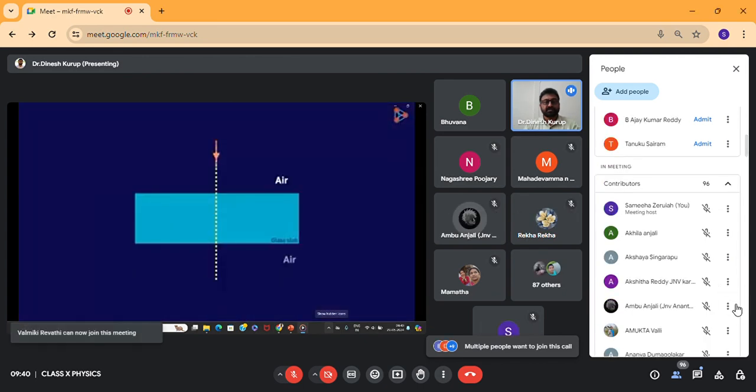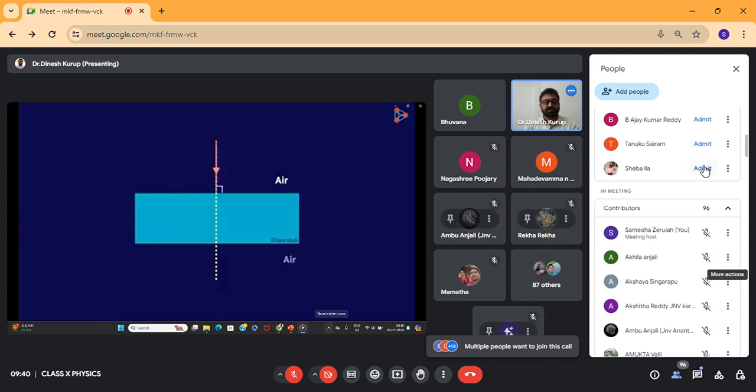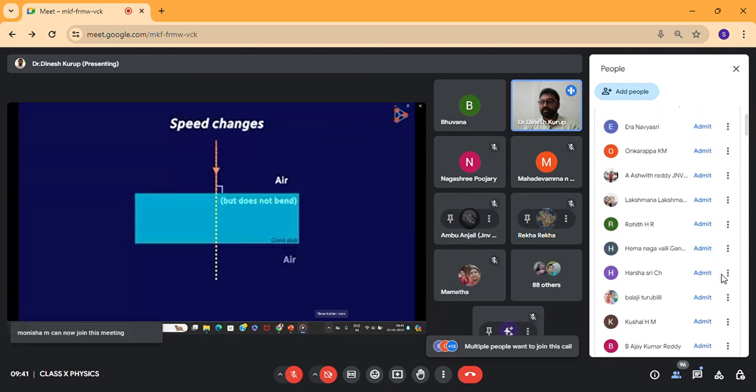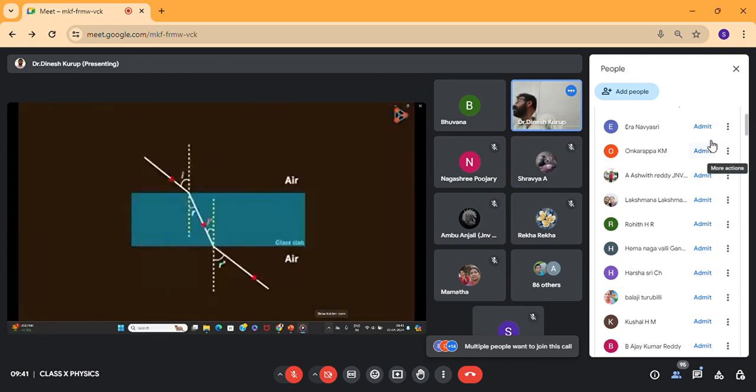But what if the light is entering perpendicular to the surface of the glass? Will its speed change? Yes, its speed will change. However, it does not bend this time. Yes, the refracted ray propagates in the same direction as the incident ray.